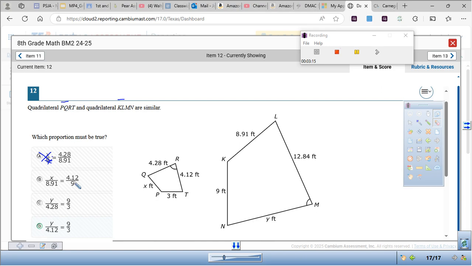Okay, so then we're going to come right here. X, again, X is PQ. And that corresponds to KL, which again, 8.91. So yes, that checks out. This checks out really good.